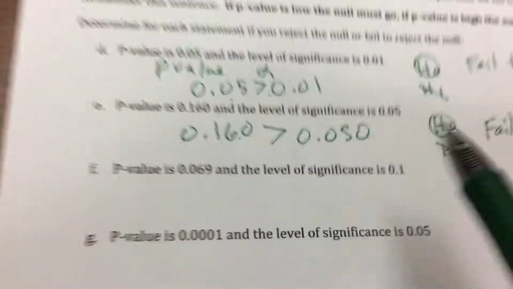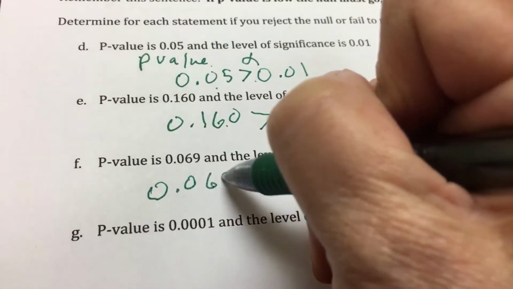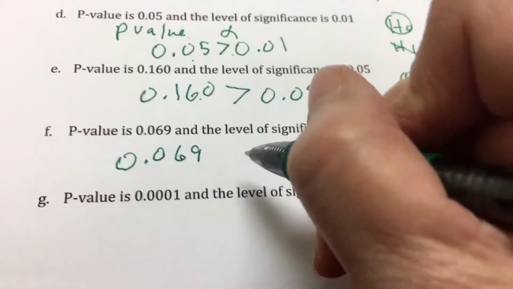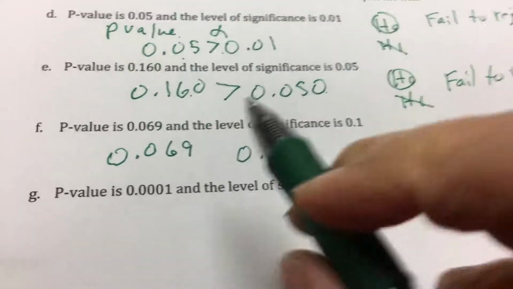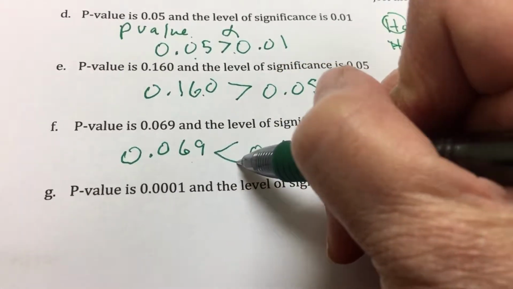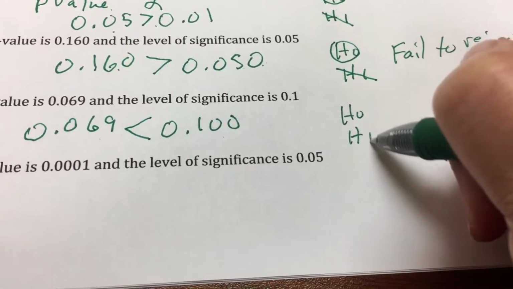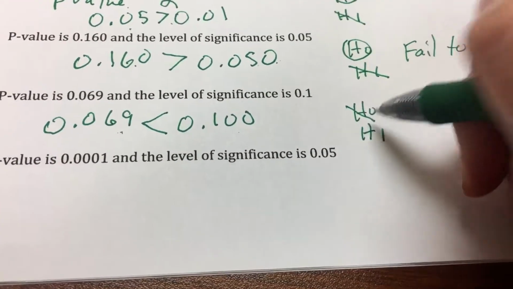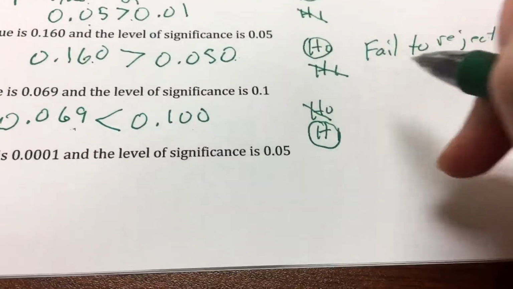Okay, p-value is 0.069. Our level of significance is 0.1. So 0.100. Now in this case, 69 is less than this. Okay, p-value is low. So H sub 0, H sub 1. P-value is low, the null must go. Okay? So in that case, we reject the null.